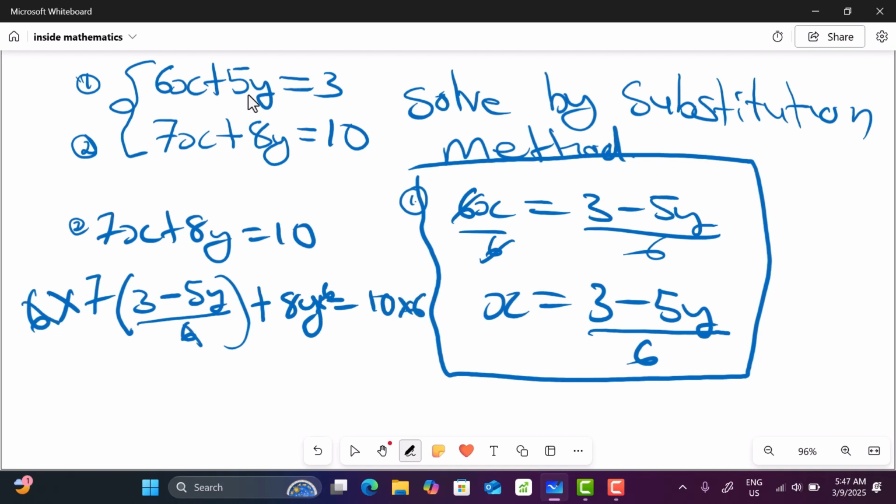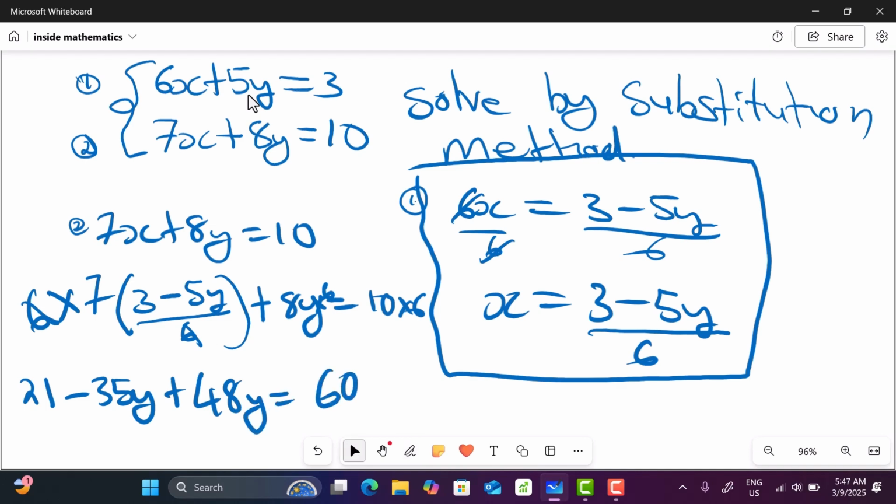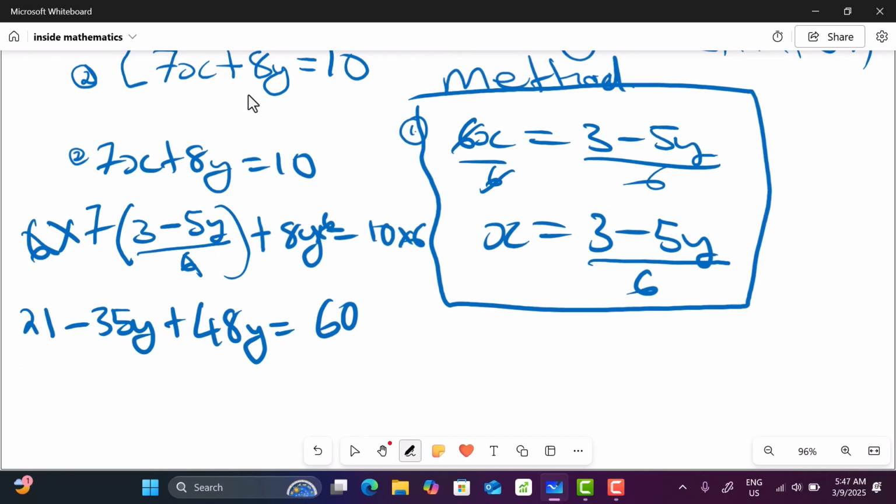So this 6 and here we cancel. We remain with 7 times 3, which is 21, minus 35y plus 8 times 6, 48y is equals to 60. Okay? After we reach here, we are going to collect like terms. Okay? We are going to collect like terms.